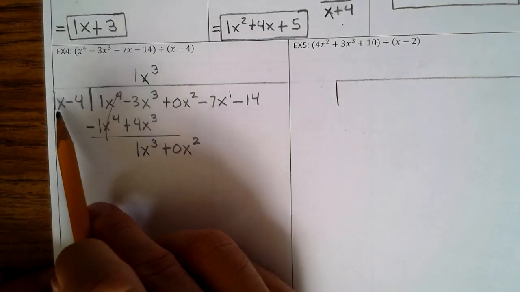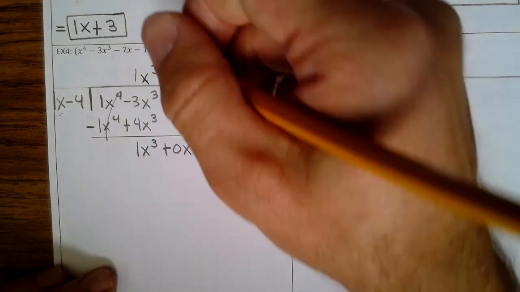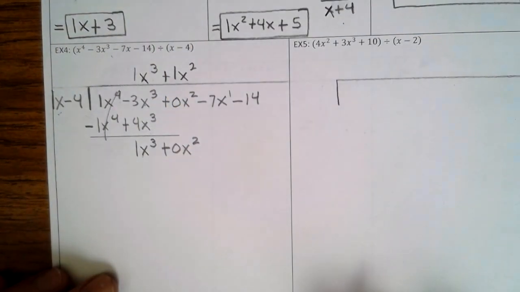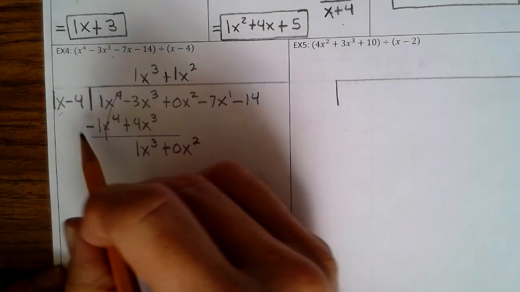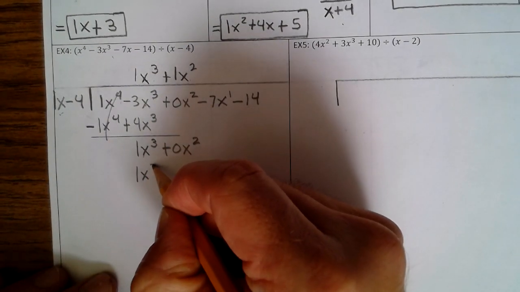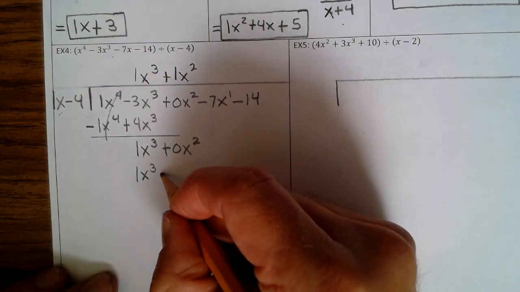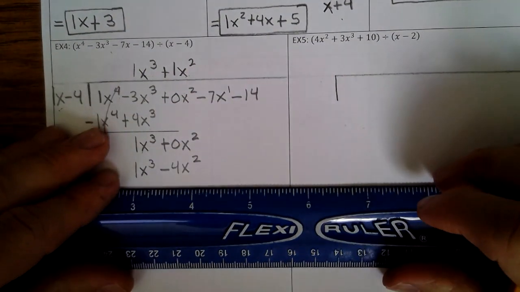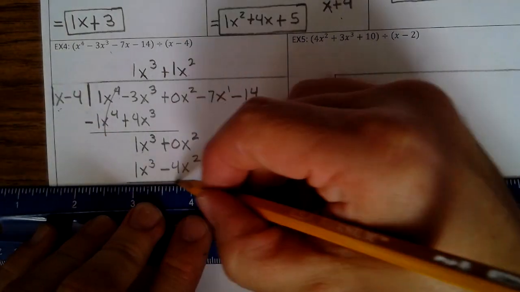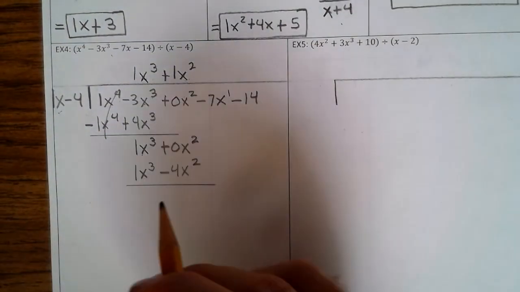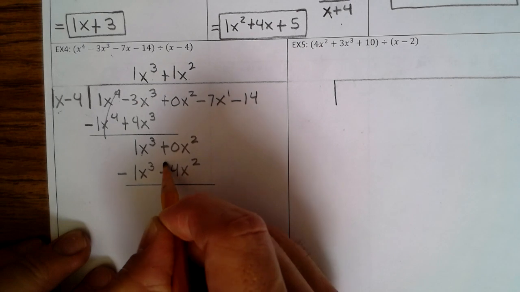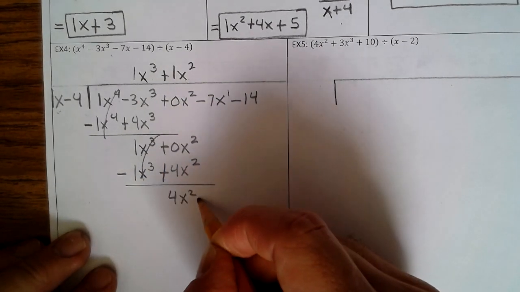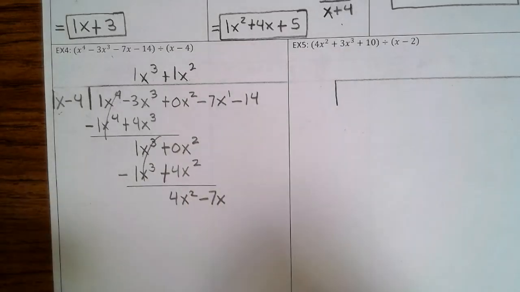Now you ask yourself, what do you multiply 1x by to give you 1x cubed? The answer to that is plus 1x squared. So now multiply 1x squared times 1x is 1x cubed. 1x squared times negative 4 is negative 4x squared. We're going to subtract. When you subtract the negative, it becomes positive, so that cancels. You get 4x squared. Bring down the minus 7x.